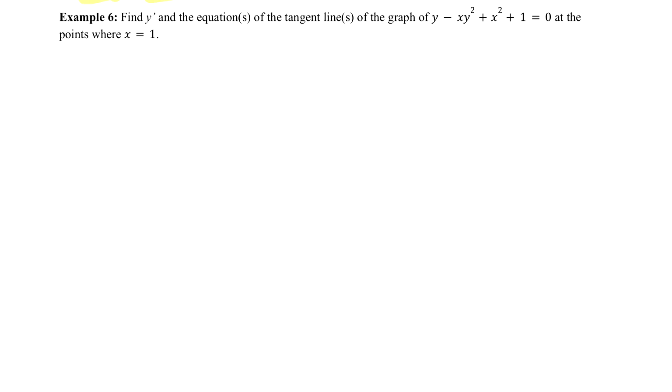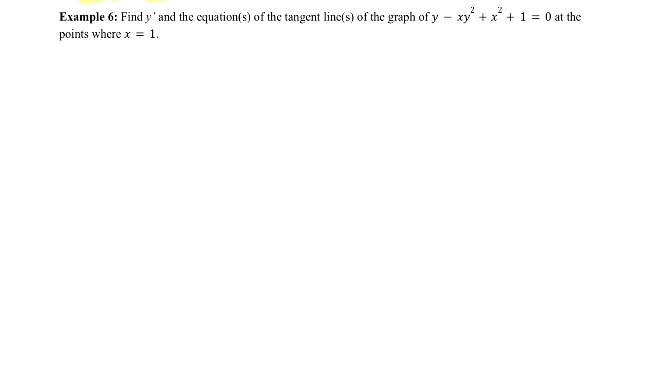In our last example of this section, we're going to look at a similar problem that we did last time. We're going to find y prime and the equations of the tangent lines to the graph of y minus xy squared plus x squared plus 1 is equal to 0 at the points where x is equal to 1. So we'll start by finding our derivative first here.